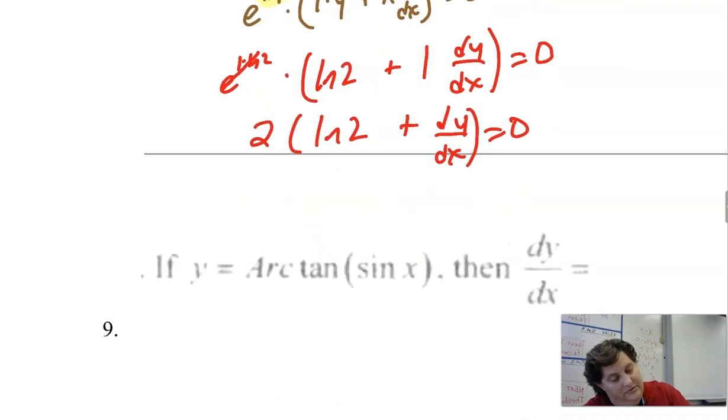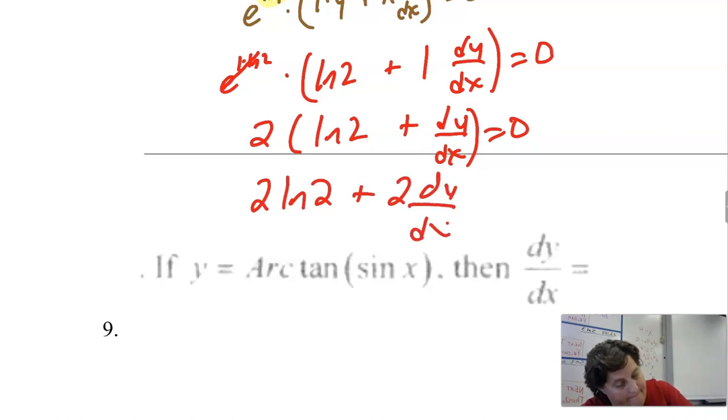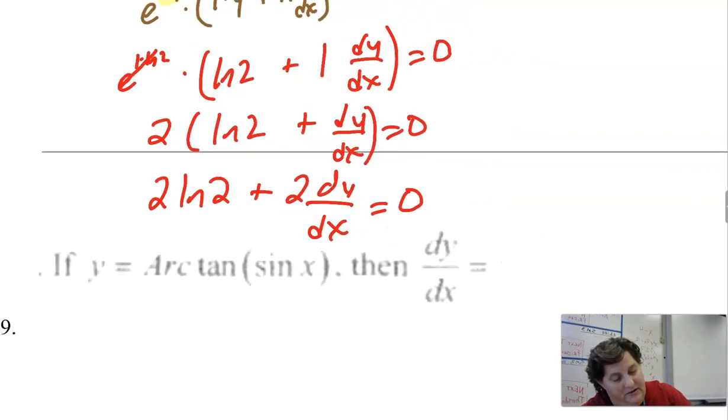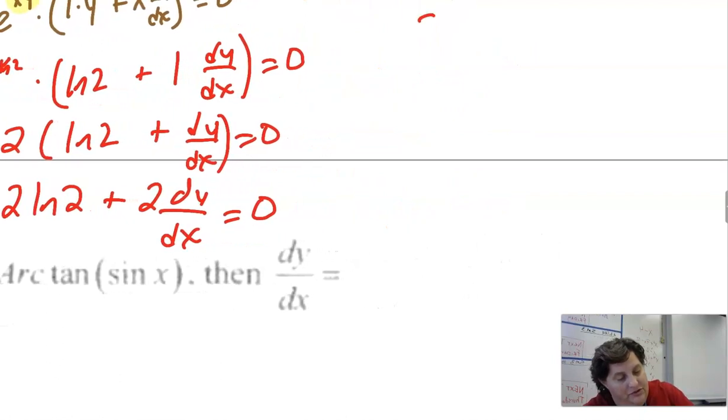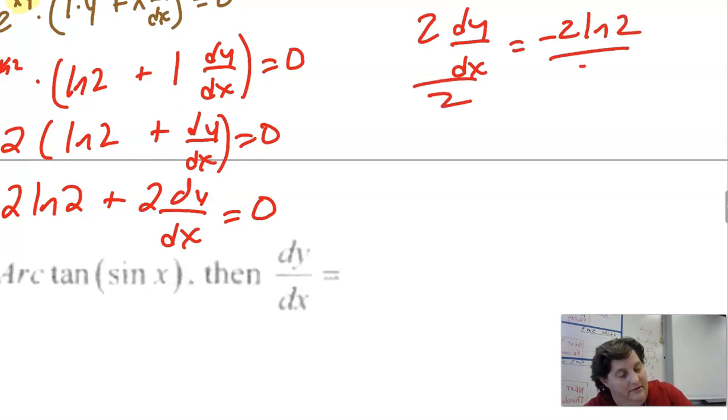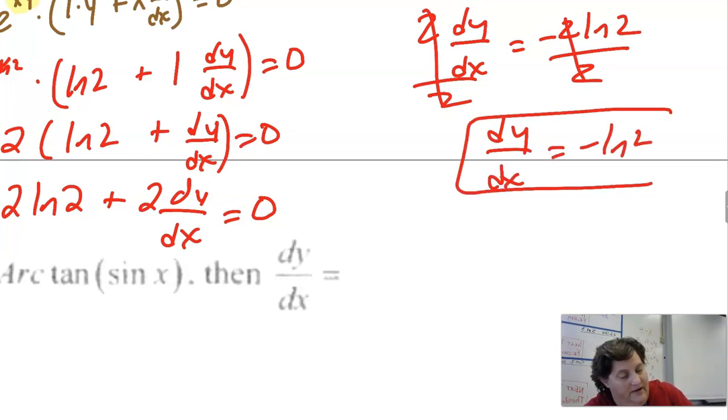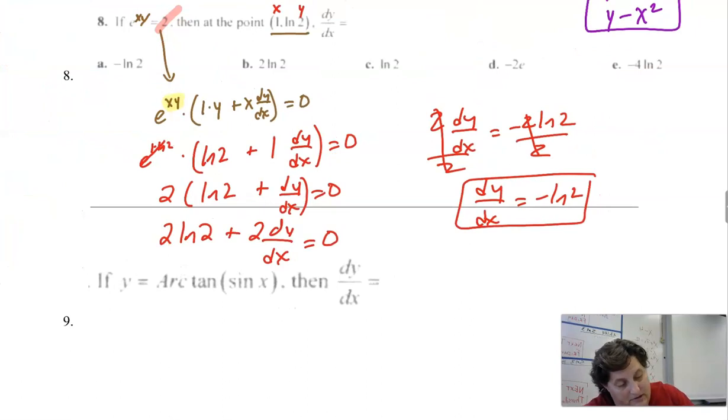I can distribute the 2. Subtract the 2 ln of 2 over. So 2 dy/dx equals negative 2 ln of 2. And then divide by 2. Okay, so just a lot of algebraic manipulation to get me to negative ln 2. All right.